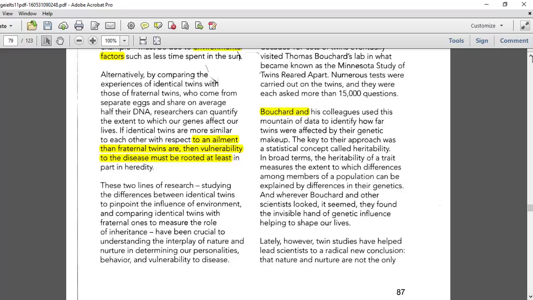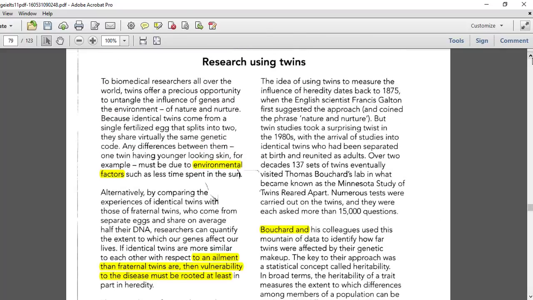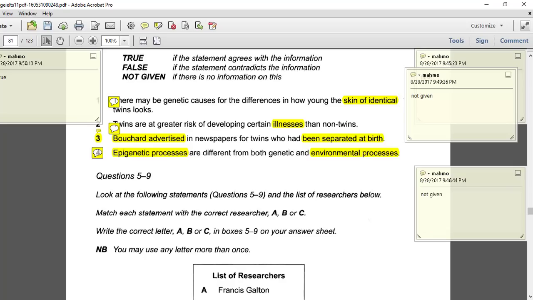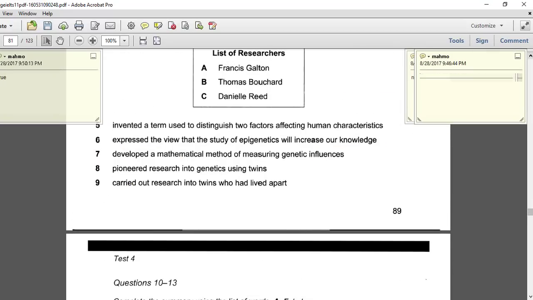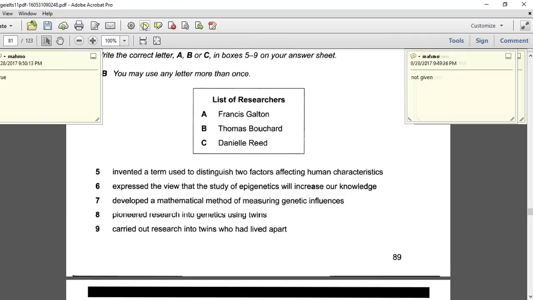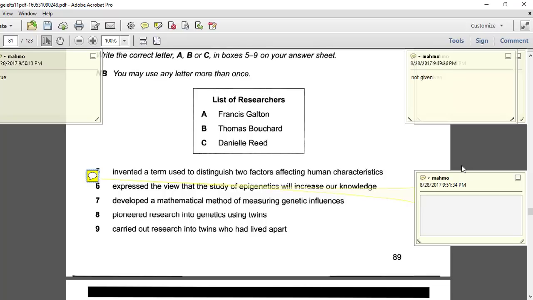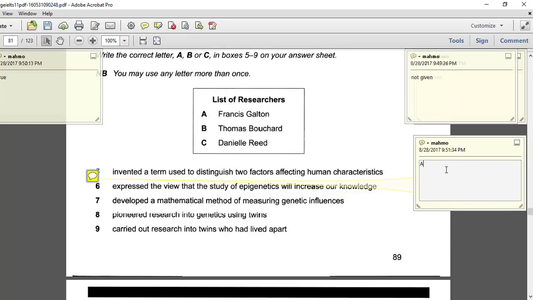Not in the first column, second column. And coined the phrase nature or nurture. To coin a phrase or to coin a term means to invent a term. Okay, so it's here. Who did this? Galton. So you get back to number 5 and you write the answer. Can you write Galton here? If you do this, you lose the mark. You write A, and A stands for Galton. The answer is A. It's not Galton, it's A.